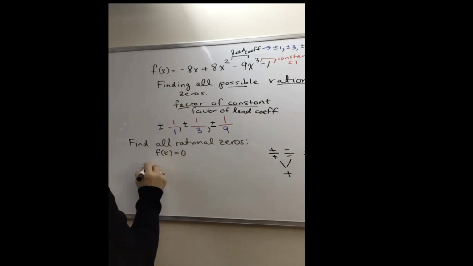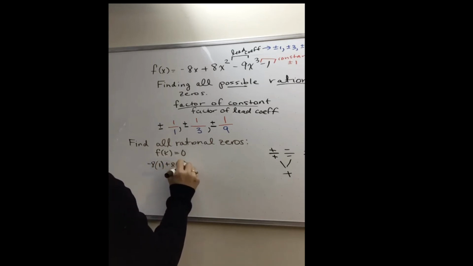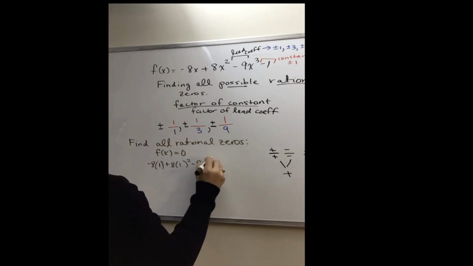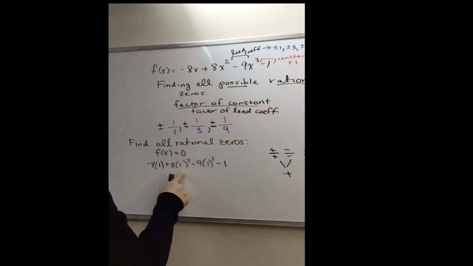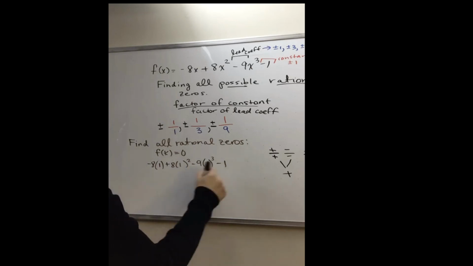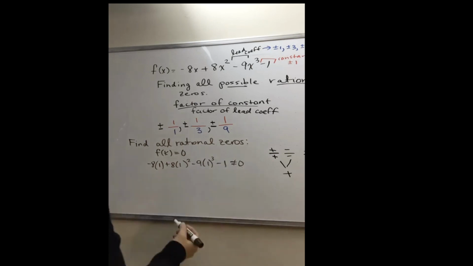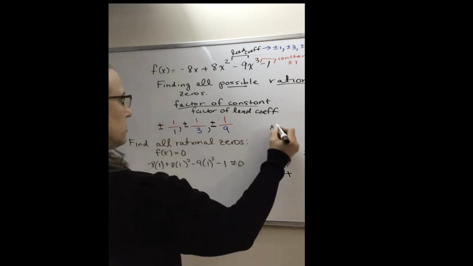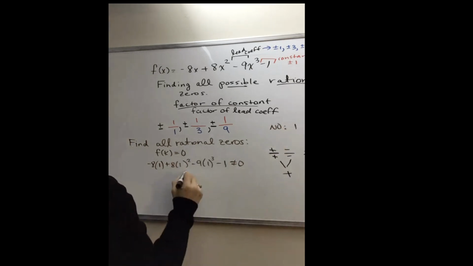So for example, maybe I would use the ALEKS calculator and I will type in all in one line, -8 times 1 plus 8 times 1 squared minus 9 times 1 cubed minus 1. Negative 8 and 8, that gives me 0. Negative 9, negative 1 does not give me 0. So I know that 1 doesn't work.